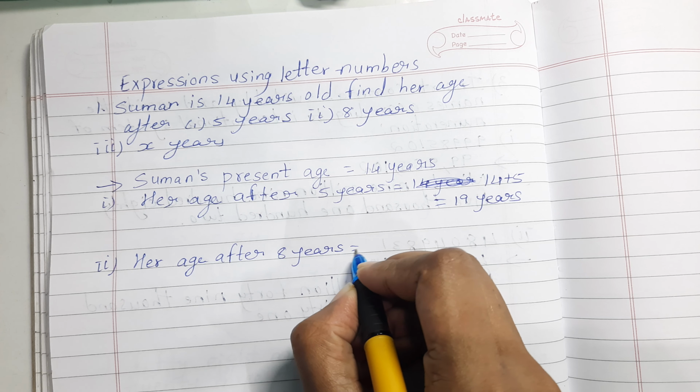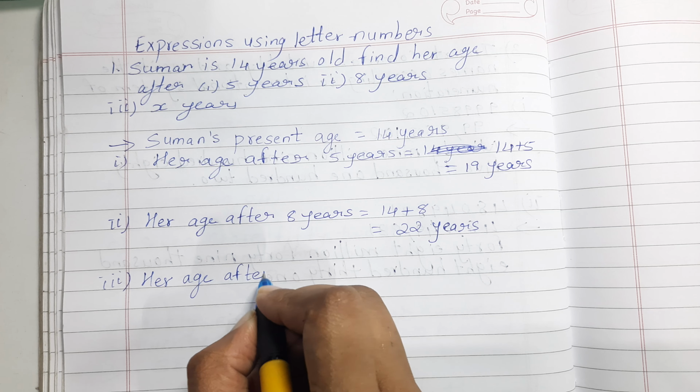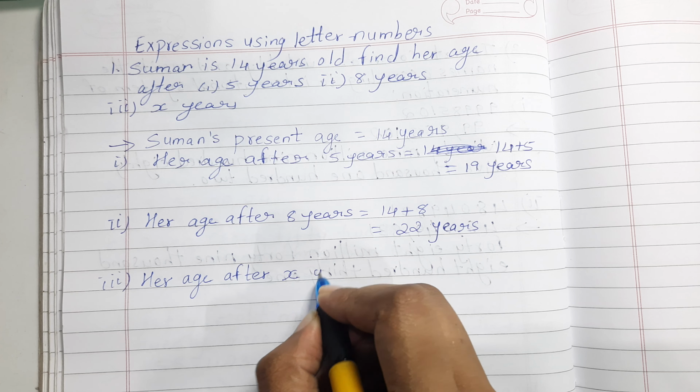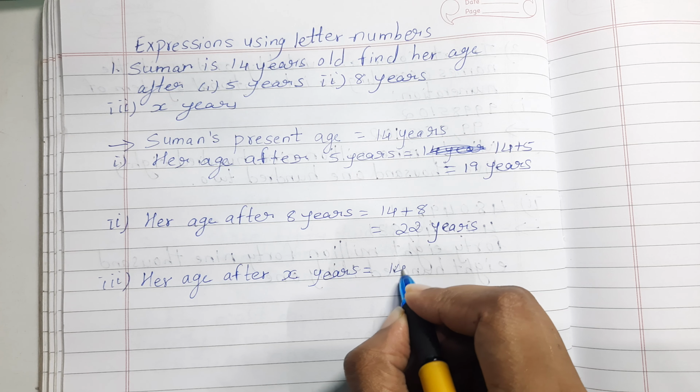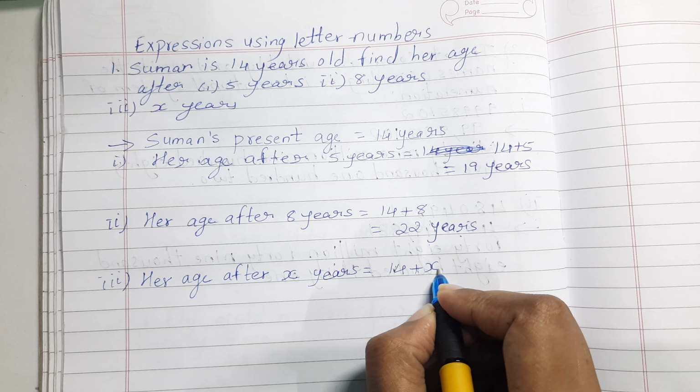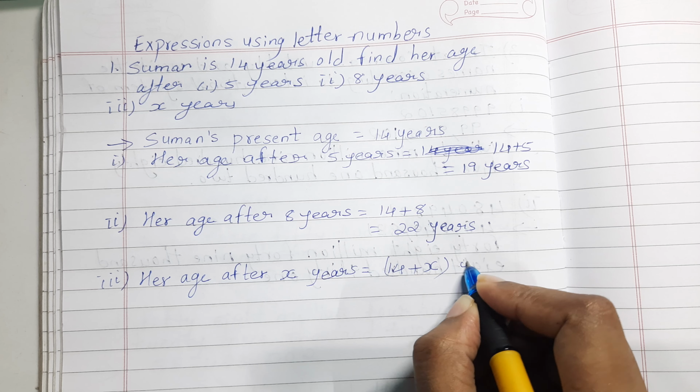The third part is her age after X years. So here it will be 14 plus X years.